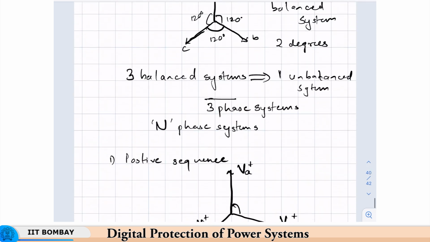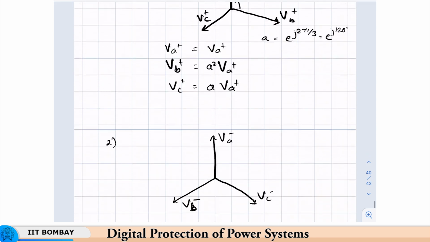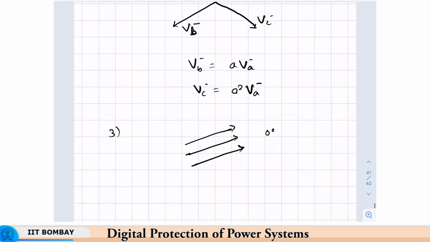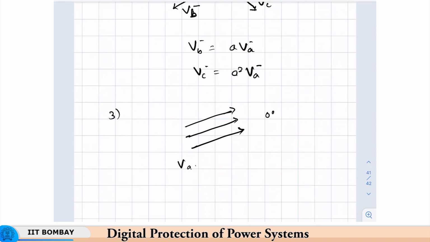So, here equal in magnitude and equally spaced apart, or equally placed apart in space, you can use either of them. So, here what we have is VA0 equal to VB0 is equal to VC0.